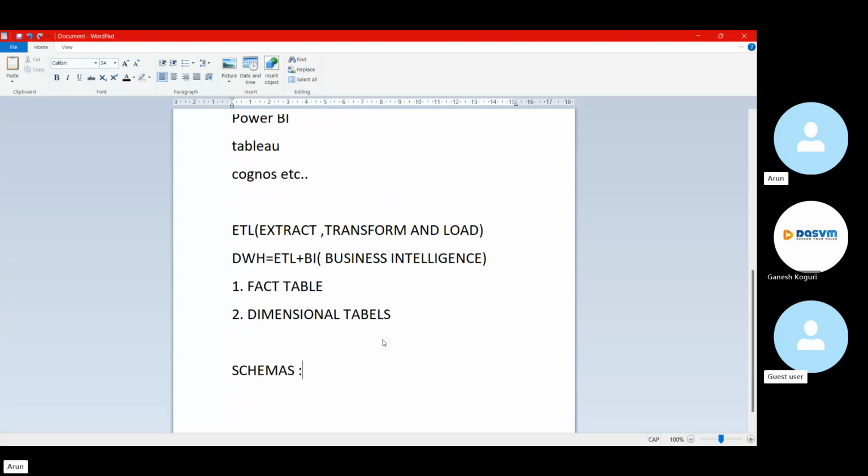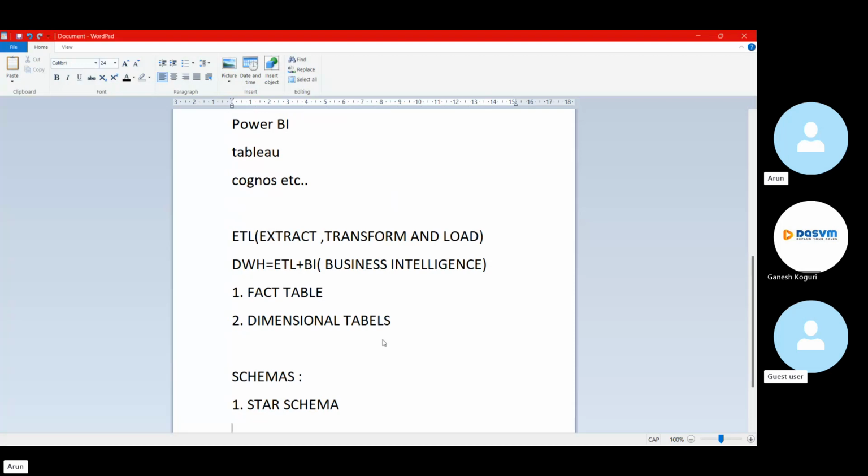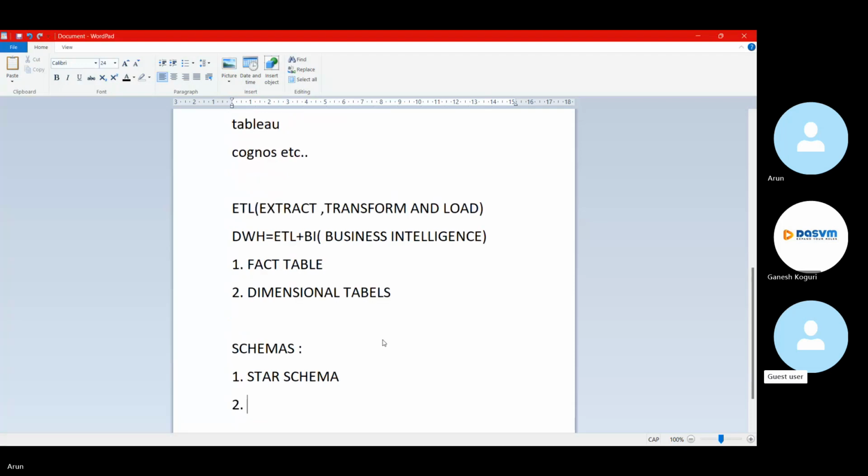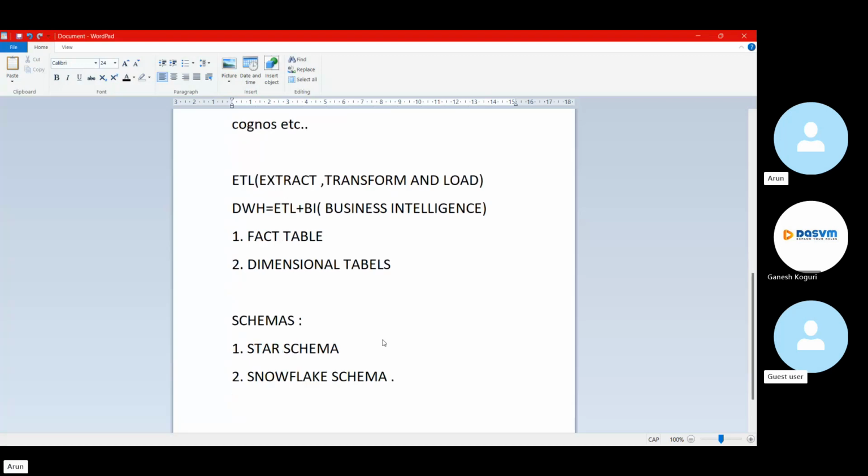These tables will be loaded in a data warehouse system in the form of schemas. So in ETL we have two schemas mainly. One is star schema and the other is snowflake schema.